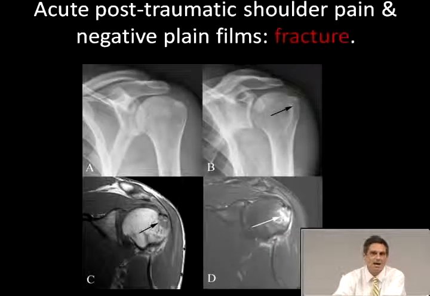So here's a composite again. The point being here, you've got plain films which are equivocal or negative. You've got severe pain. You get a shoulder MR. It shows you the extent of the disease process, the extent of the fracture.